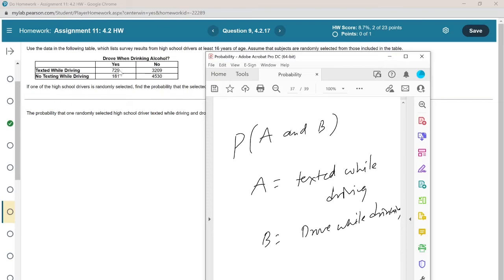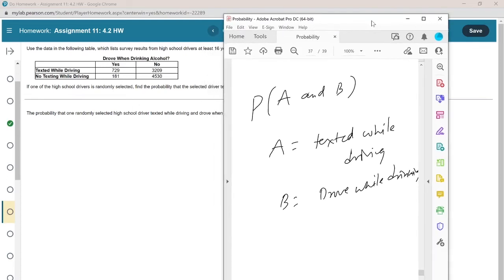So there are 729 students who drove after drinking alcohol and then texted while driving. So you can answer this question by finding how many students there are. 729. Out of how many? You have to add all these numbers for finding the total number.